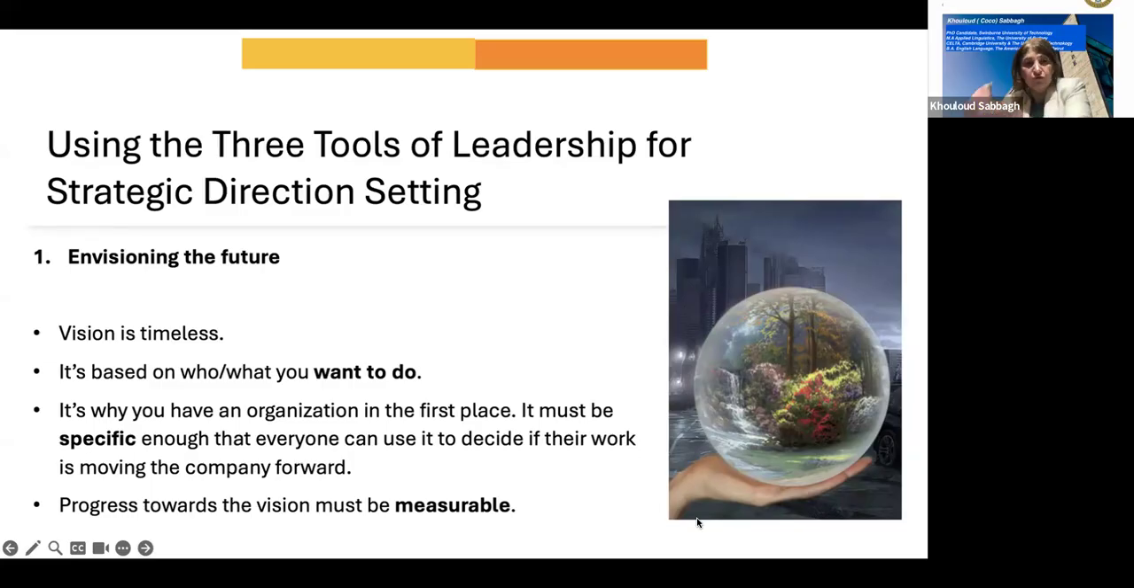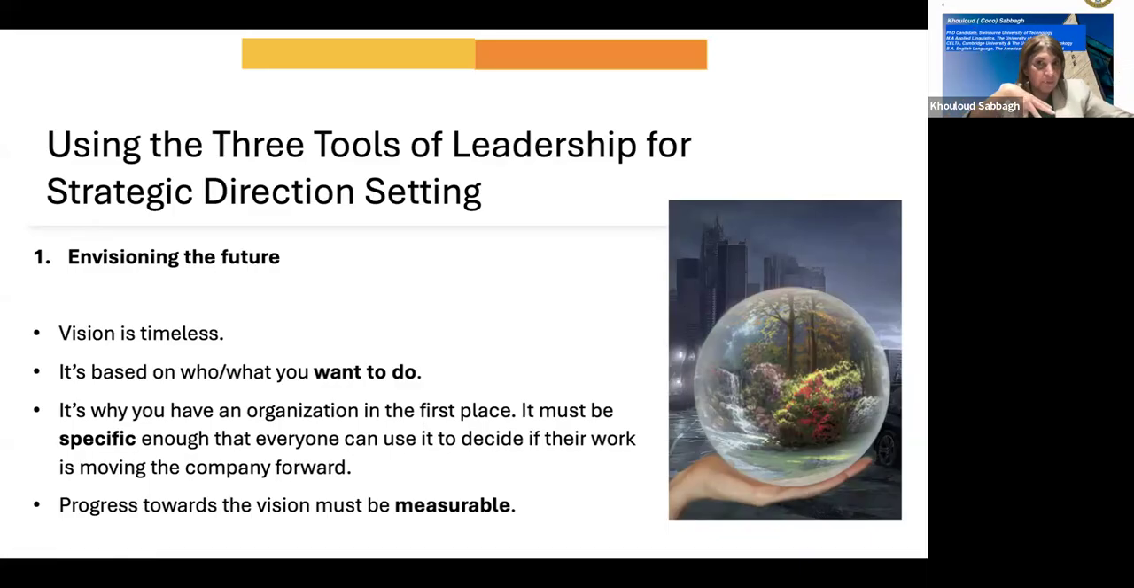Yeah, you have to envision the future. So vision is timeless. Did you see what, that was your question, Khalid. Vision is timeless. The vision has no time limit. It is based on who or what you want to do. It's based on what you want to do, but it's really who you want to be, where you want to be. It's why your organization exists. So it's like your why, your purpose.